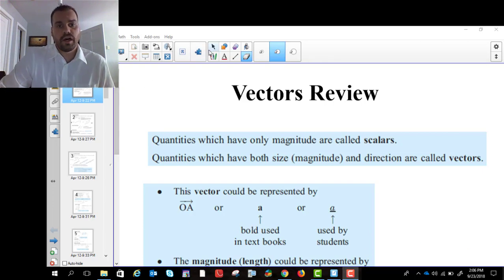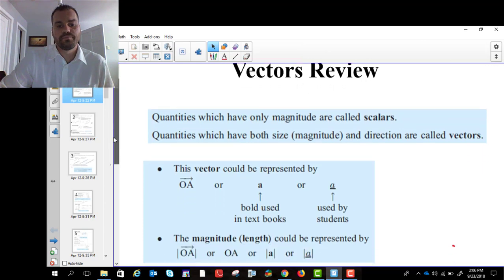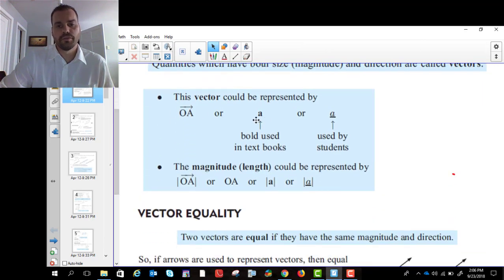For notation, when we're talking about vectors, we write them in any one of three ways. You will see this used most often, OA with a little vector on top. That's how we're going to indicate them generally. Sometimes in textbooks, instead of writing this out every time, because it's hard to get that little arrow on top when you're typing, they just bold the letter. And then the magnitude is the absolute value bars around the vector. So when you write out a vector, you indicate it by using a little vector on the top.